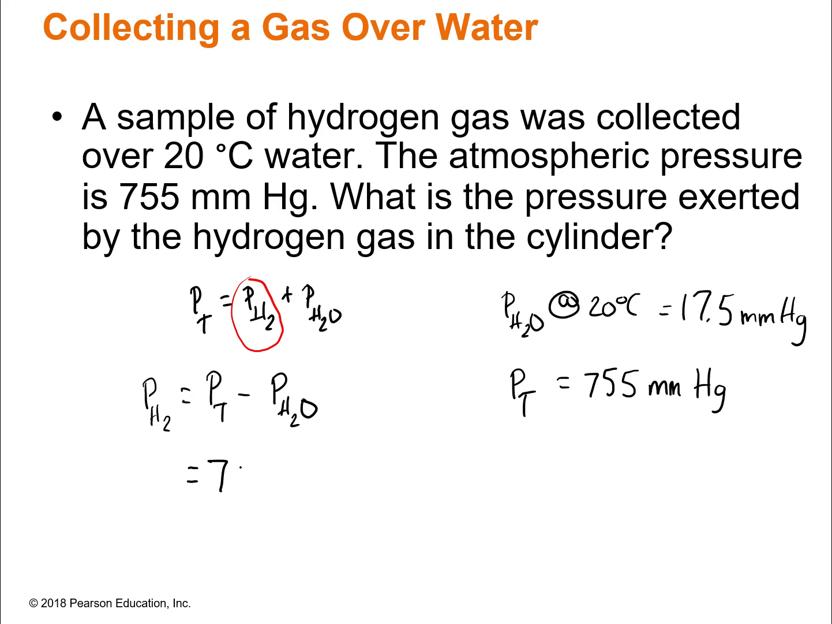To put our numbers in, the total is from the problem. That's our atmospheric pressure. The pressure from the water we looked up in the table, and that's 17.5 millimeters of mercury. You get the difference, and that tells you what your partial pressure is for the hydrogen.